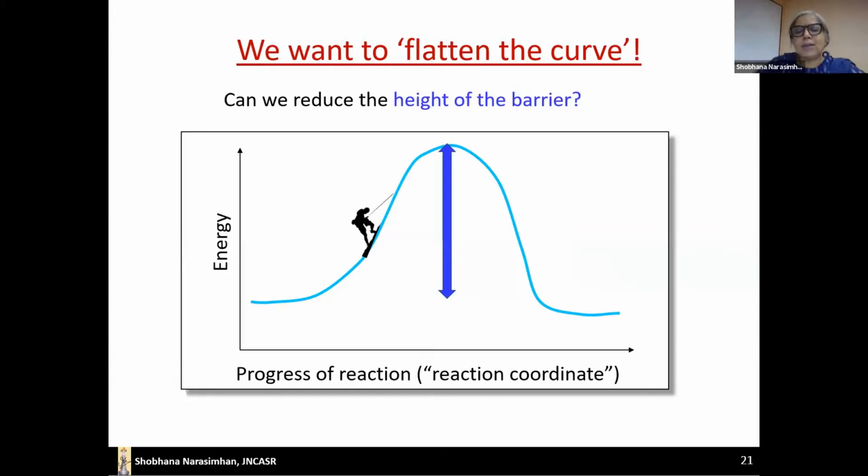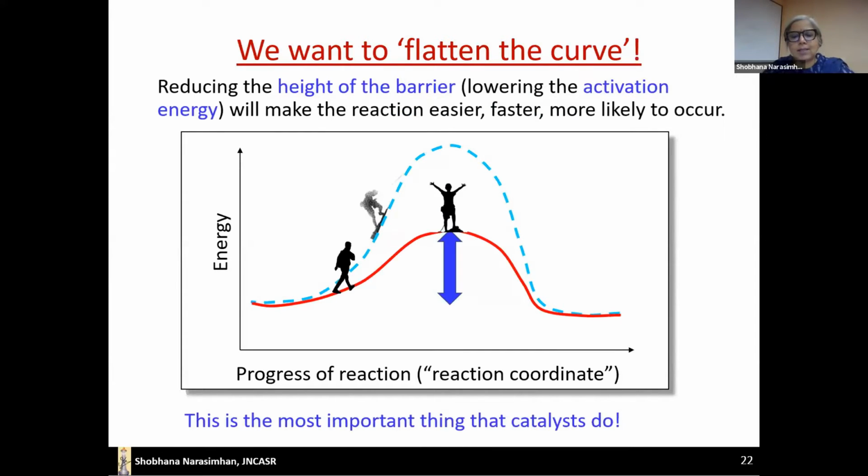We want to flatten the curve. This is an expression you hear a lot these days. We want to flatten the curve, so we want to reduce the height of the barrier. We want to reduce the height of the saddle point. So instead of climbing this high saddle point, we would like to climb a flatter one instead. So instead of struggling to climb up, you can gently stroll up this flatter peak.